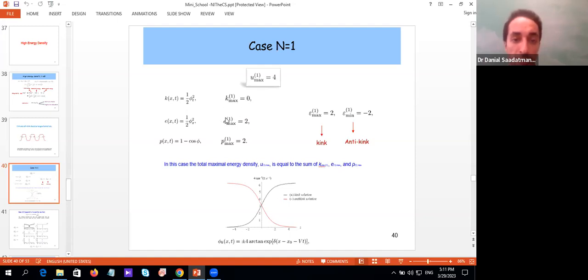You see that for a zero velocity kink, the kinetic energy is zero. The maximal value of elastic strain energy is 2, and for on-site potential is 2. We can calculate the maximal and minimal elastic strain, which is 2 for the kink and -2 for the anti-kink. Here it can easily be seen that in this case, the total maximal energy density is equal to the sum of the values of the kinetic energy, elastic strain and on-site potential.